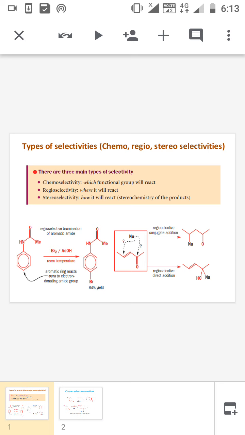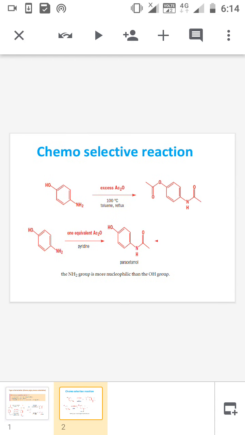Next we are moving into chemoselectivity. Chemoselectivity means, in a multi-step reaction, if the starting material consists of two functional groups and we add a reagent, the reagent will attack only one functional group and leave the other one. So which functional group will react, that gives you the chemoselectivity. Next we are moving into an example of a chemoselective reaction.